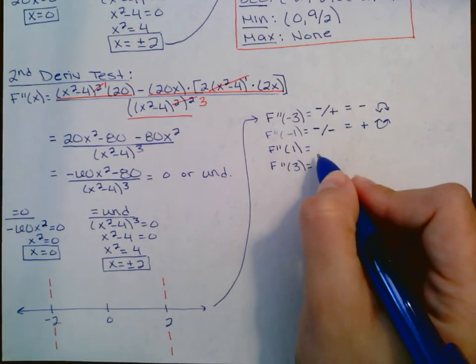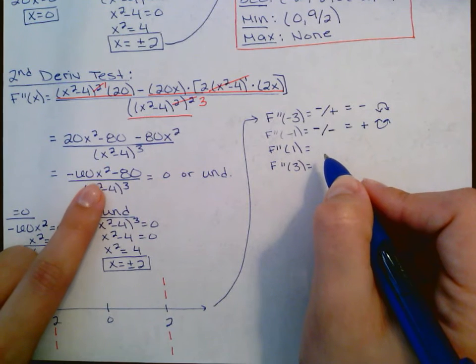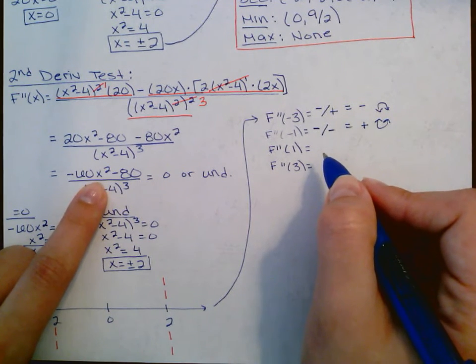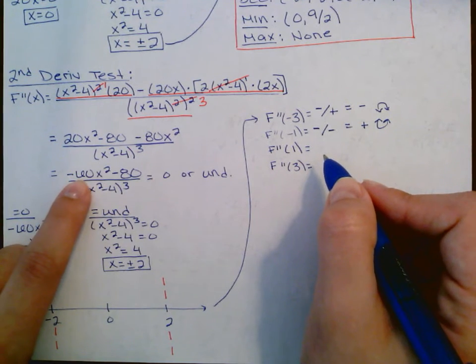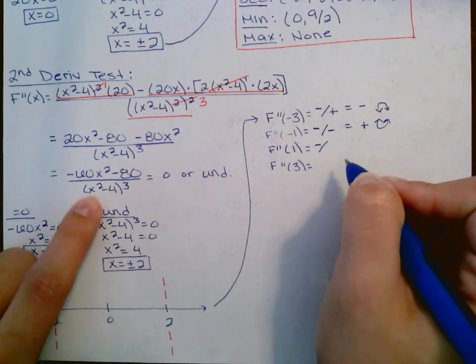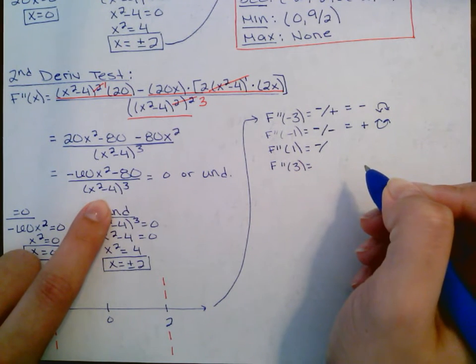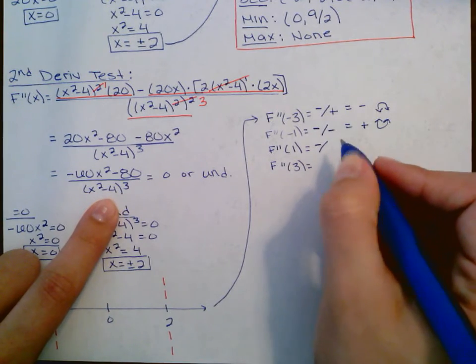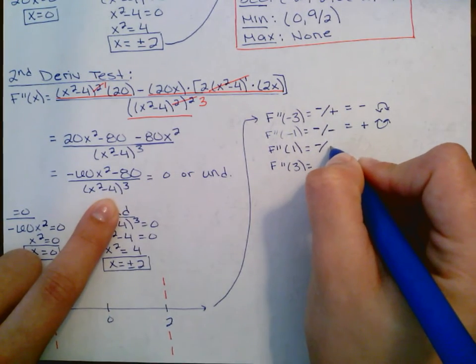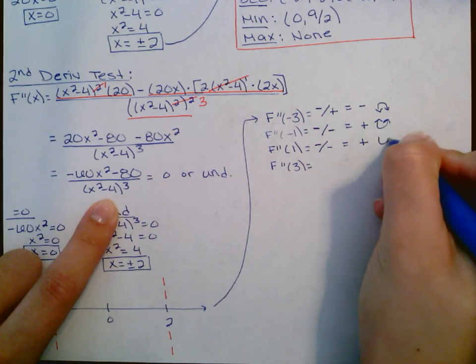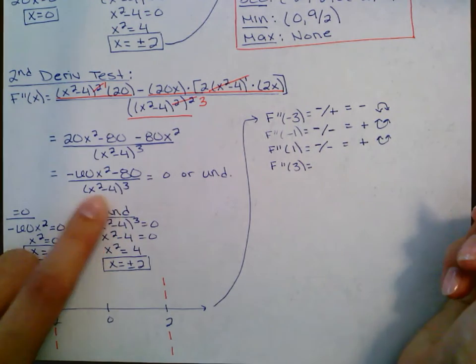All right. Now putting in a +1. 1 squared is 1. 1 times -60 is -60 minus 80 is still negative. And now if I put a +1 in here, I'll get 1 minus 4, which is -3 again. A -3 cubed is still negative. So negative divided by negative is positive, which gives me concave up.